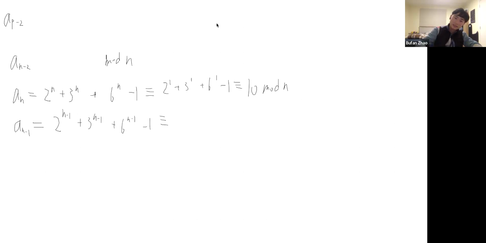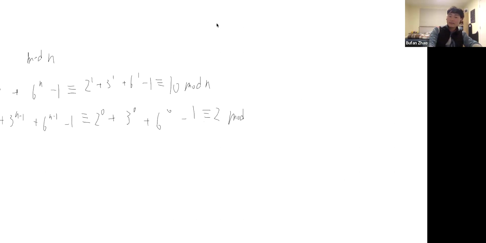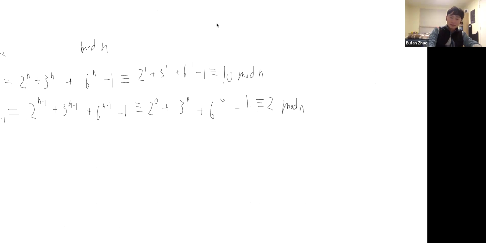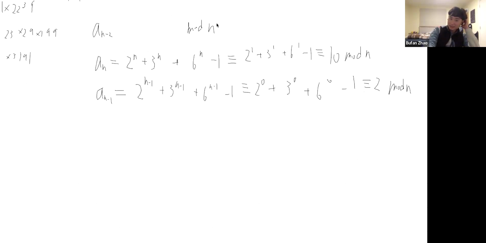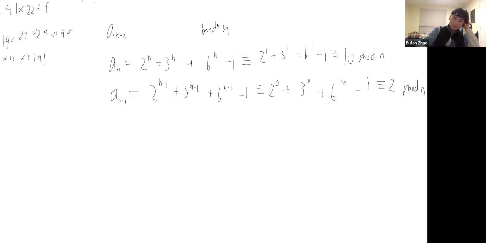Yeah, very good. It's 2 to the power of 0 plus 3 to the power of 0 plus 6 to the power of 0 minus 1, which is equal to 2 mod n. By the way, remember that any number raised to the power of 0 is equal to 1. So this is just 1 plus 1 plus 1 minus 1 equal to 2. Great. So now we have this pattern, 2 examples. What is a minus 6?